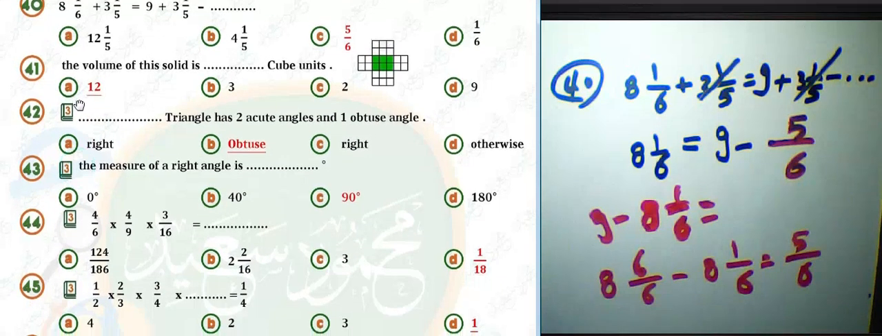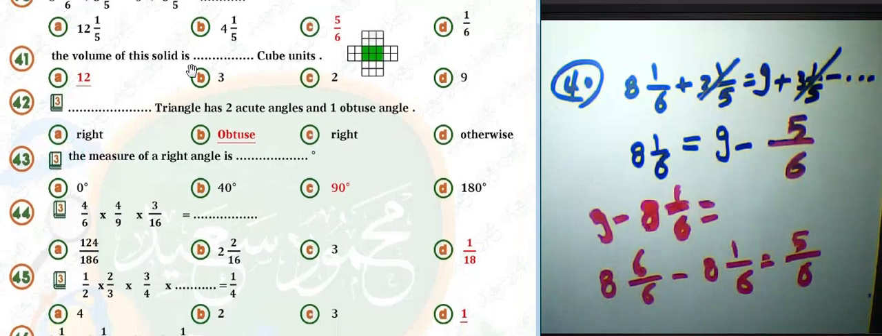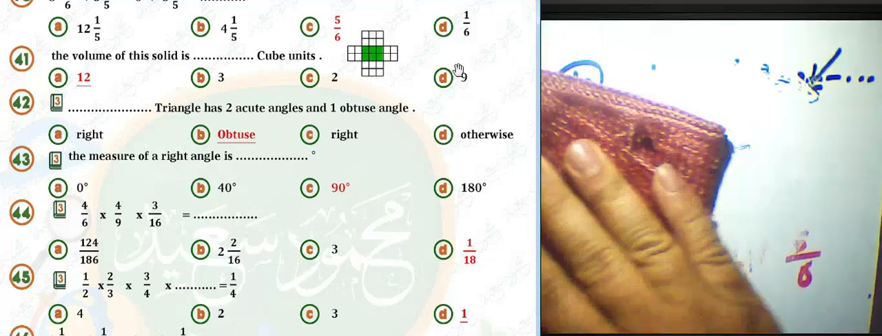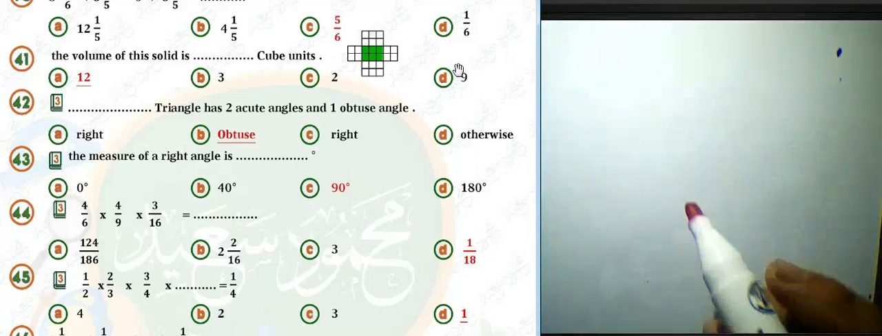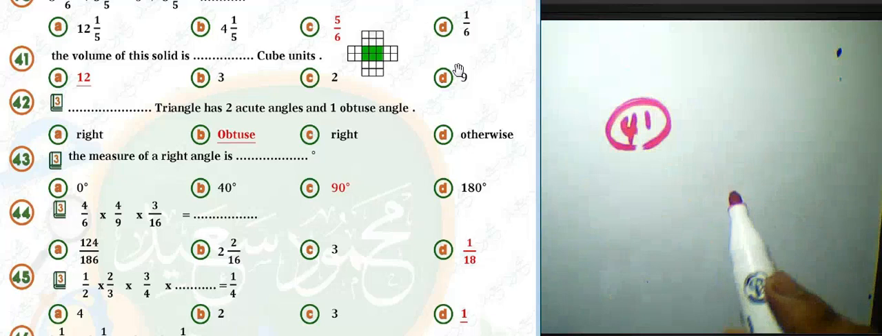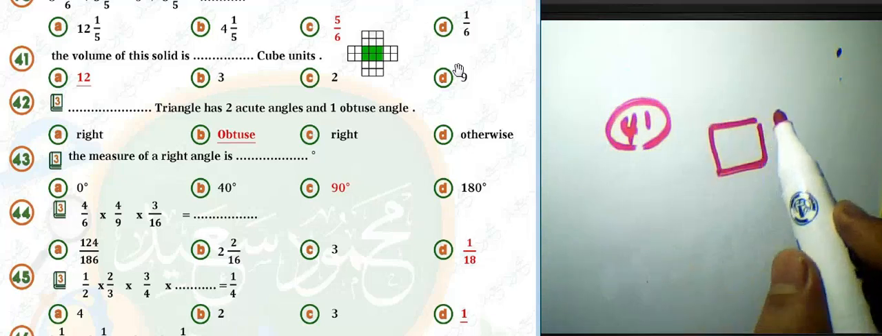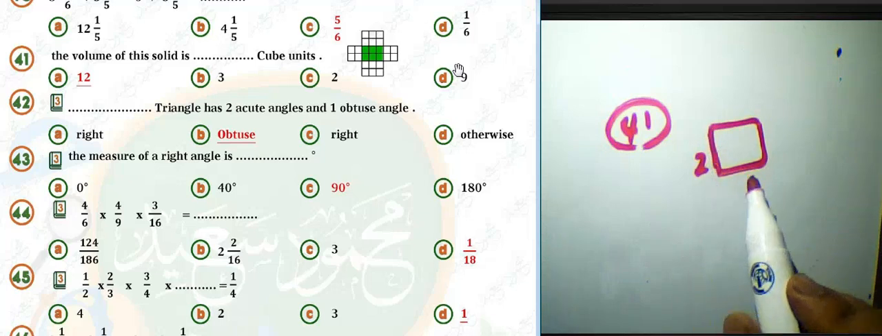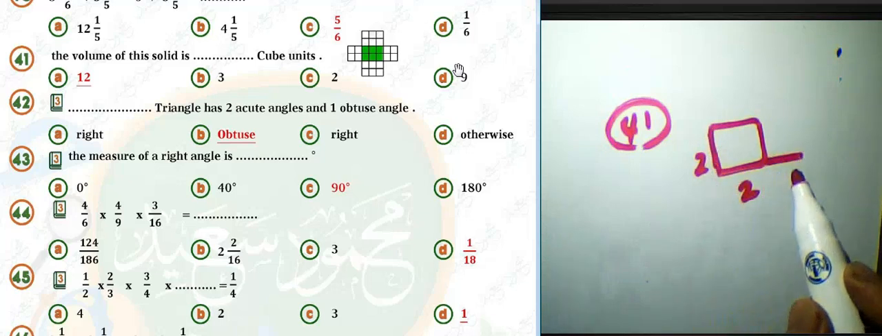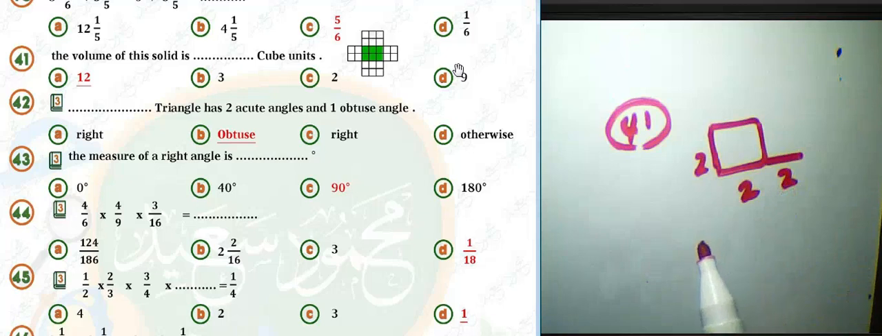Question 41. The volume of this solid is space cube units. Who can tell me we can find the volume by multiplying length and width and height? How? I will tell you now the method to solve this example. Look with me here. We have this side 2 and this side here 2, and the height here will be 2. So the result will be length times the width times the height.